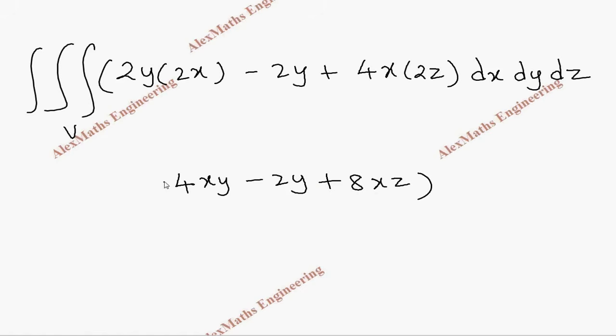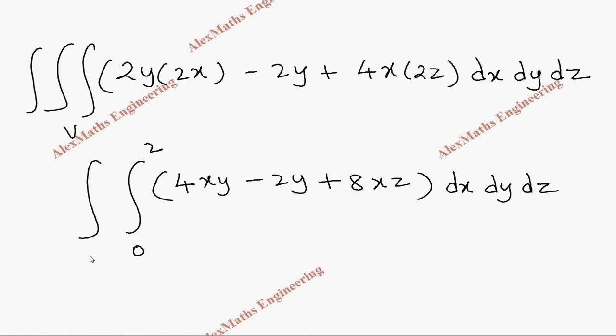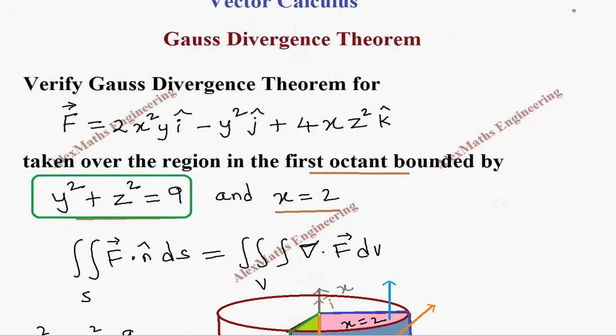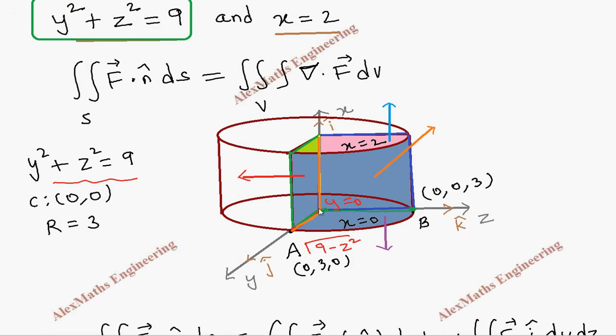8xz into dx, dy, dz, and the limit of x varies from 0 to 2 and limit of y varies from 0 to root of 9 minus z square and z varies from 0 to 3. Already we have discussed this limit from the diagram. X varies from 0 to 2, y varies from 0 to root of 9 minus z square and z is varying from 0 to 3.